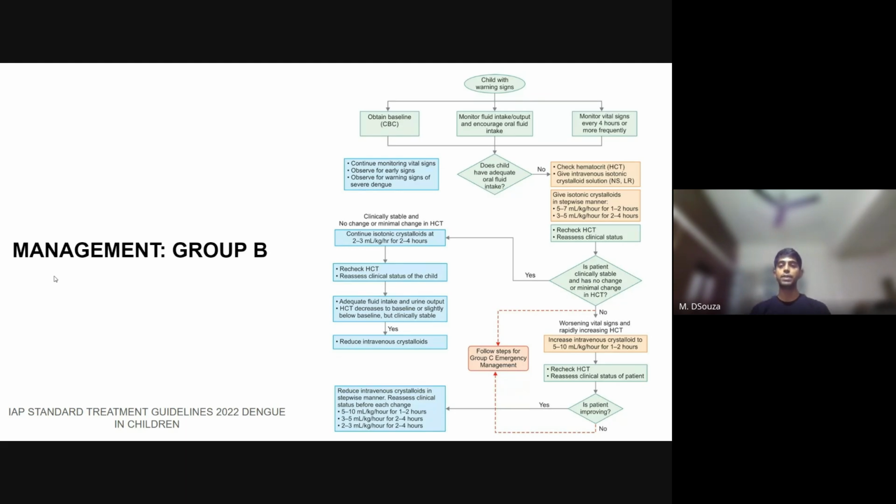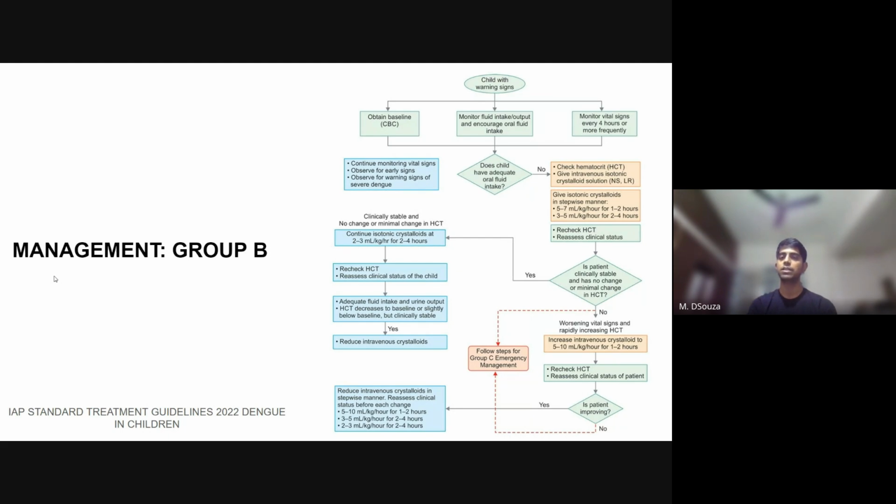In terms of Group B, your dengue with warning signs, what's important over here is fluid management. So as I've mentioned earlier, your fluid of choice in dengue would be NS, normal saline. The general progression that we go through in terms of the fluid rates would be 3 ml per kg per hour, 5 ml per kg per hour, and 7 ml per kg per hour.